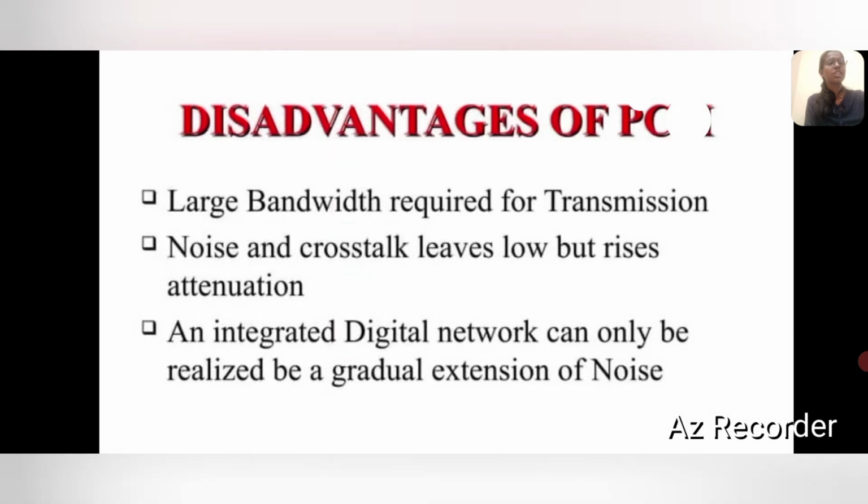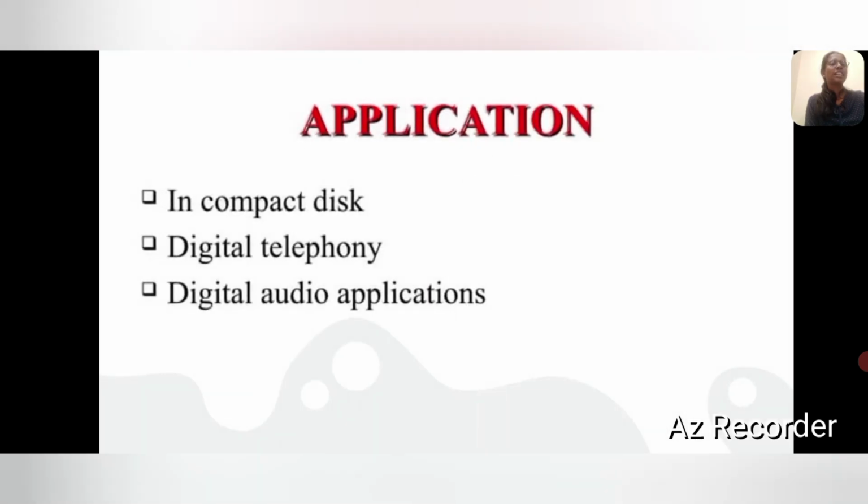The disadvantages of pulse code modulation are that a large bandwidth is required for transmission, and the noise and crosstalk levels are low but it raises attenuation. An integrated digital network can be realized by a gradual extension. The applications are in the compact disc, and it is used in digital telephony and digital audio applications.